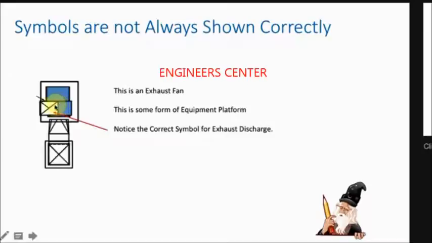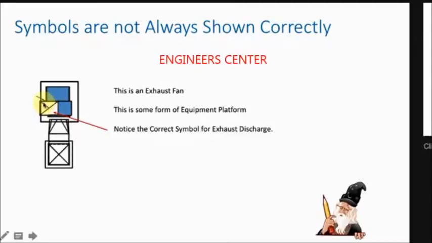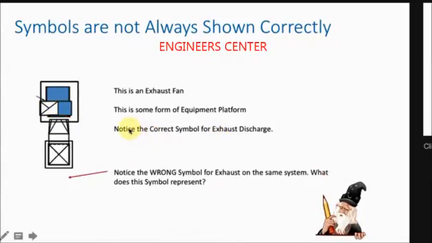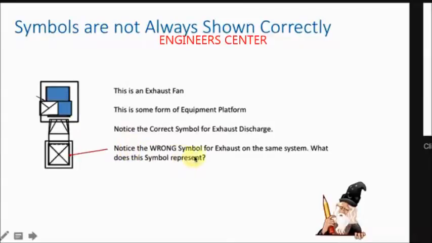And this is the correct symbol. As you can see, the single slash plus one little leg, that's your exhaust. So that's the correct symbol for the exhaust. Now notice the wrong symbol for the exhaust on the same system. What does this symbol represent?